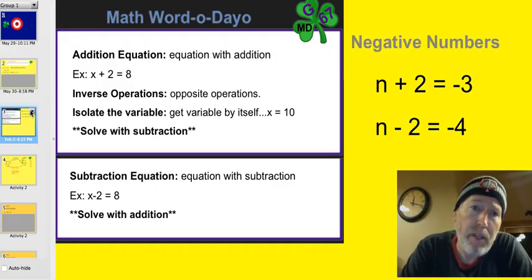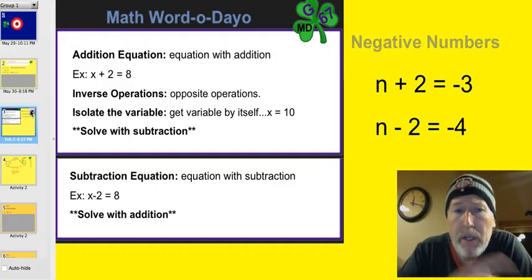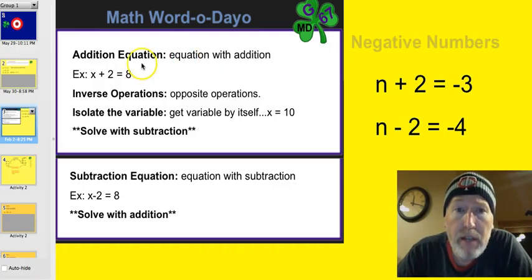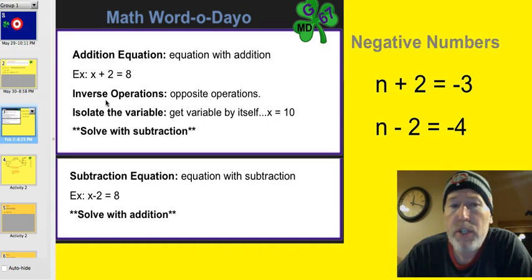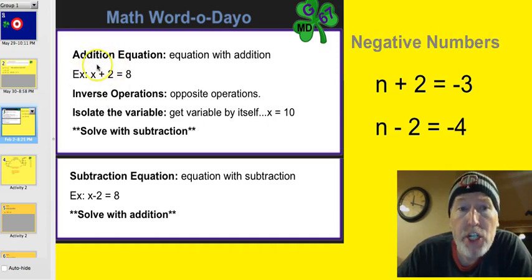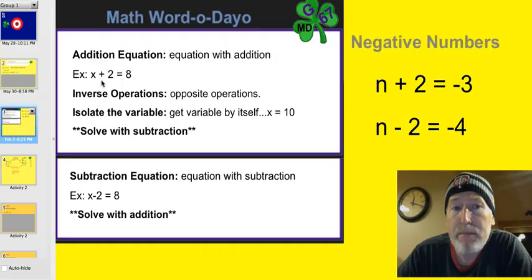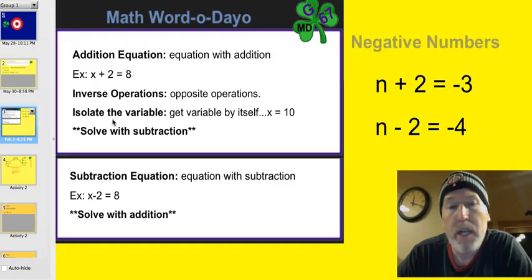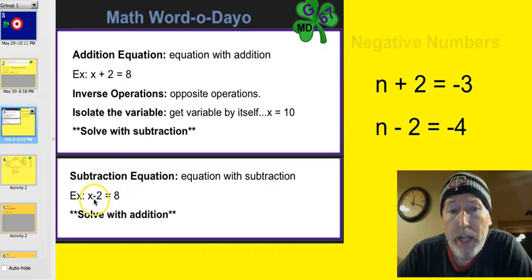Here are some words for the day. You have addition equation and subtraction equation. An addition equation is any equation that has addition as the operation. Subtraction equation, well, that's an equation with subtraction. A couple other things: inverse operations. If you have an addition equation, you solve it by subtracting to isolate the variable. We're going to do this so many times tonight, you'll have these down. If you had a subtraction equation, you would use the inverse operation, the opposite of subtraction, which is addition. You would use that to get rid of the negative number and isolate the variable.